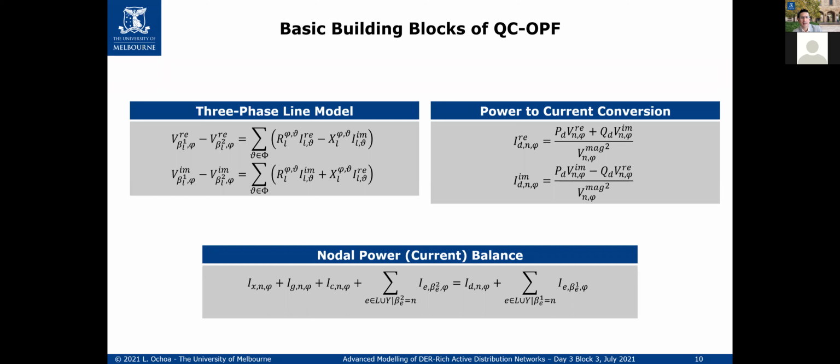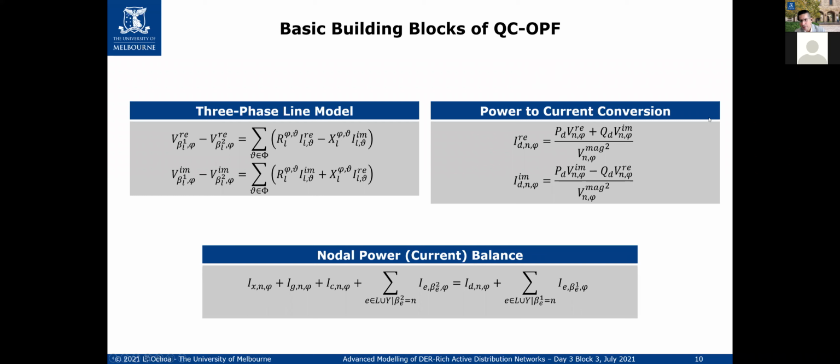So in terms of the three-phase line model for the quadratic constraint, what we have is the voltages on the real part and then the voltages on the imaginary part. It was correct, that slide. So this is just a formulation that is using the phases here. For each of the phases you need to do it, and it becomes a massive thing.